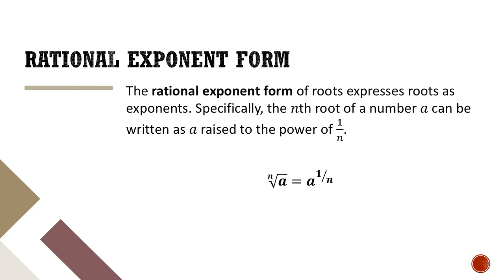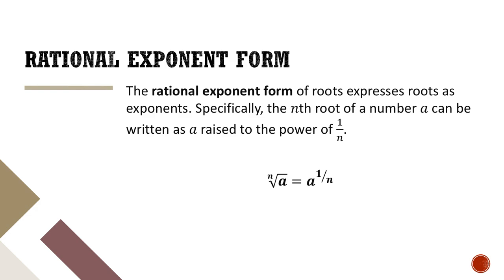So, rational exponent form. The rational exponent form of roots expresses a root as exponents. Specifically, the nth root of a number a can be written as a raised to the 1 over nth power, which we talked about at the end of the last lesson. So if we have the nth root of a, that's actually a to the 1 over nth power.